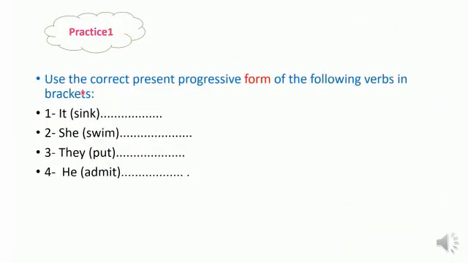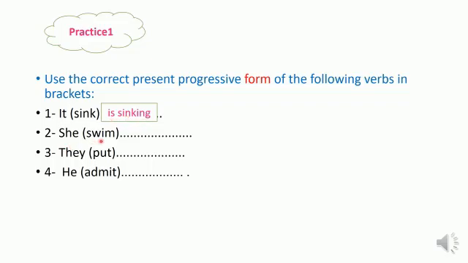Practice 1. Use the correct present progressive form of the following verbs in brackets. It sings. Look at the subject pronoun. Of course, we write the verb to be according to the subject that we have. Here we have it. Of course, it takes is. The verb sing, ing at the end of it, so it is singing. So in this way, we form the present progressive form of the verb sing: verb to be plus verb plus ing.